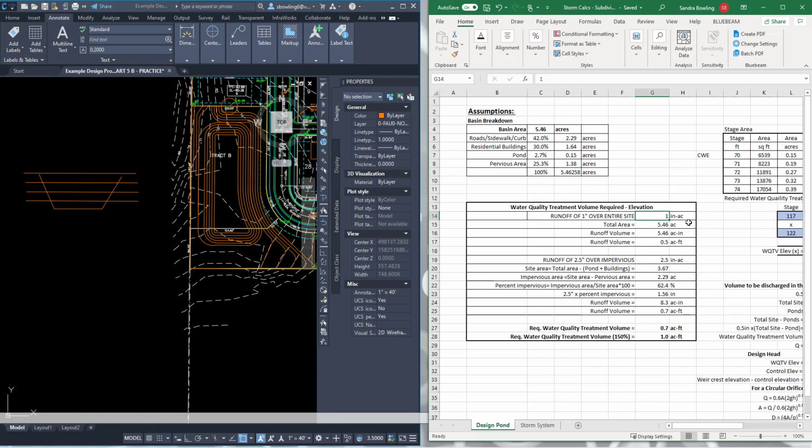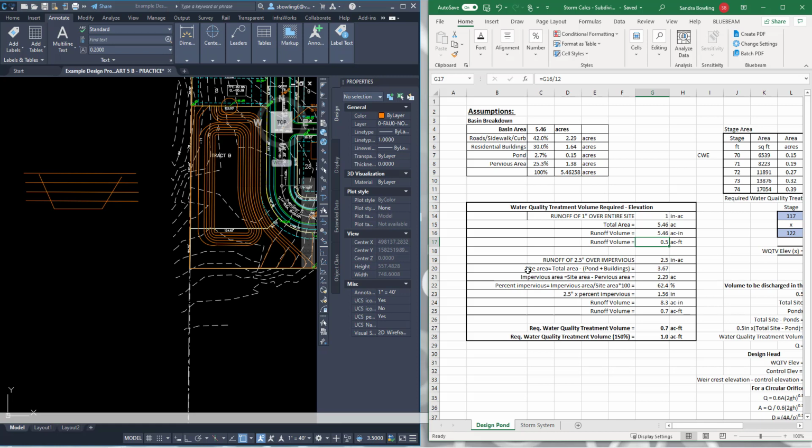So 1 inch over the entire area is easy enough. 1 inch times 5.46 acres, and then divided by 12 gives me acre feet. That one's simple. The next one, not so simple. So the formula is 2.5 inches over the impervious area.